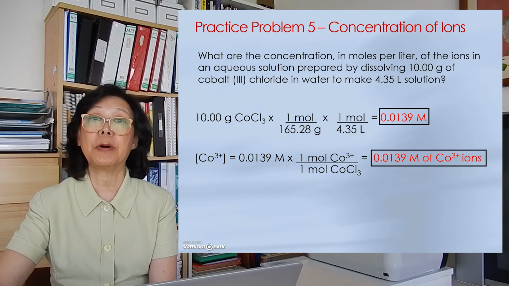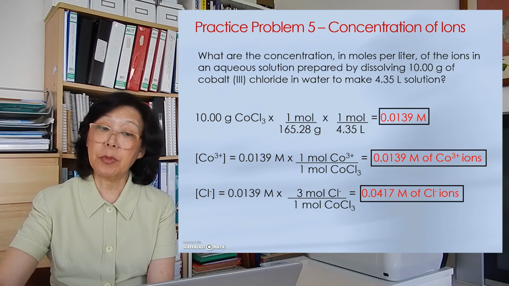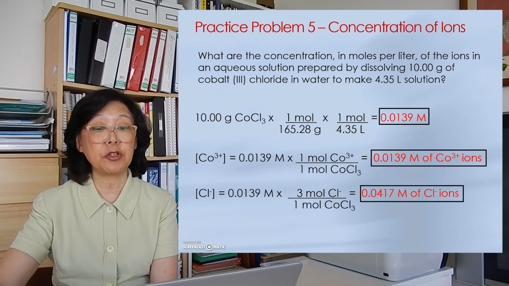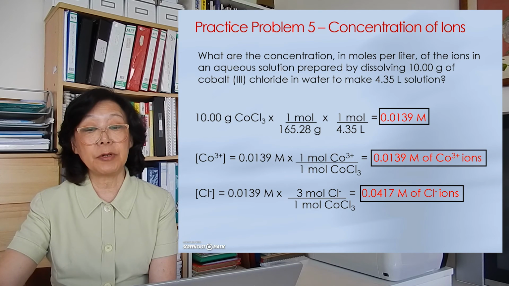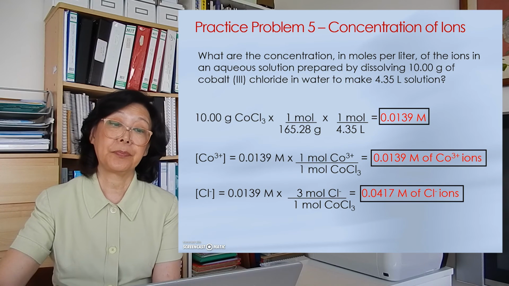0.0139 molar of cobalt ions. Now regarding the chloride ions, in 1 mole of cobalt chloride, there are 3 moles of chloride ions. So we multiply it by a mole ratio of 3 to 1. We end up with 0.0417 molar of chloride ions.